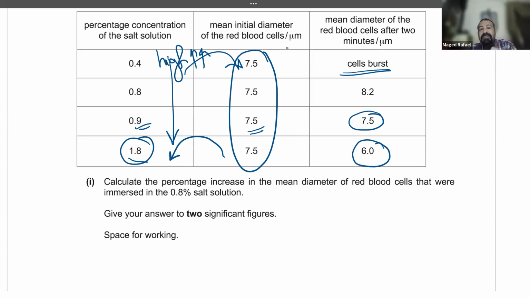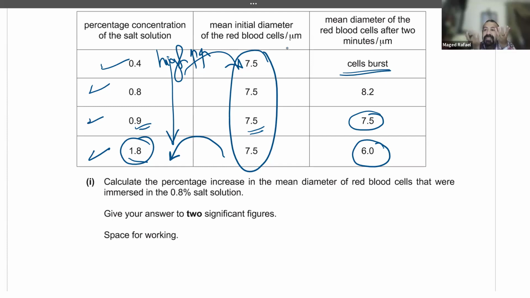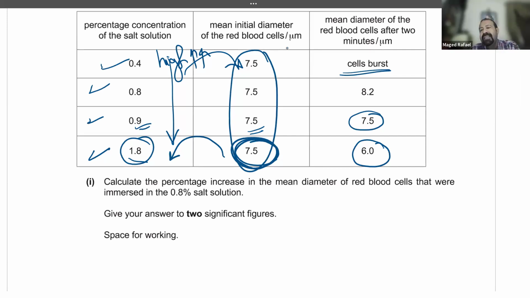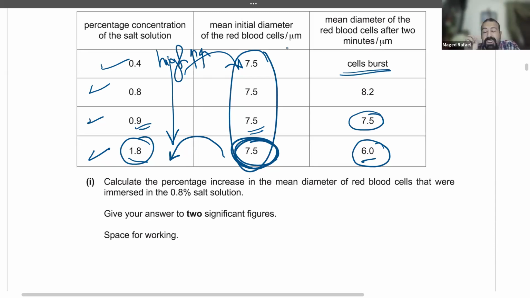This is the concentration of the salts, not of the water. So when we have high salts, it means that we have less water. So movement will move from high water potential to low water potential. This means now it will move from the cell, and I'm talking about 1.8, from the cell to outside, and this causes shrink in size and shrink in diameter, reduction in diameter.